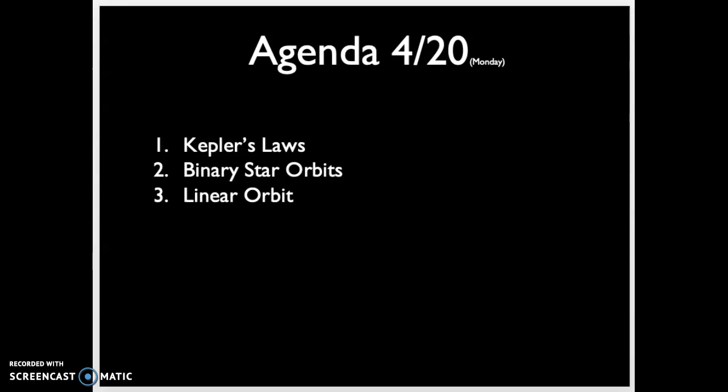Hi everyone. This lecture is meant to go along with the Orbits Lab, and I'll tell you when you should be doing parts of the Orbits Lab before you hear parts of this lecture. We're going to cover Kepler's laws and binary star orbits and linear orbits. This will be lots of practice with gravitational potential energy, which we covered last lecture, so hopefully you have that formula handy.